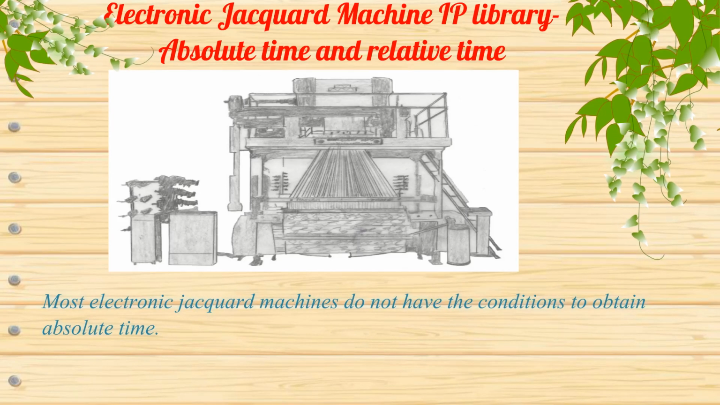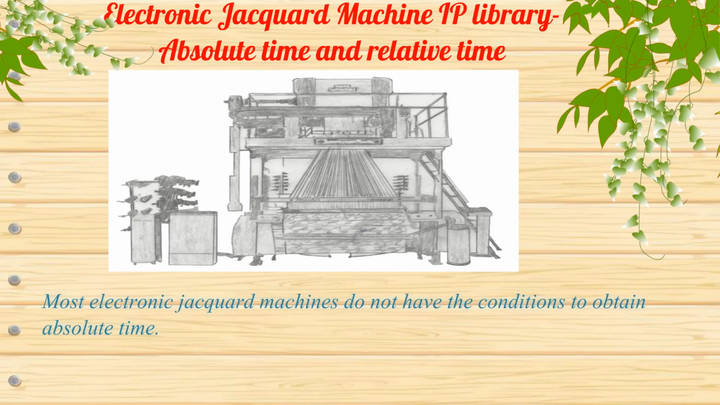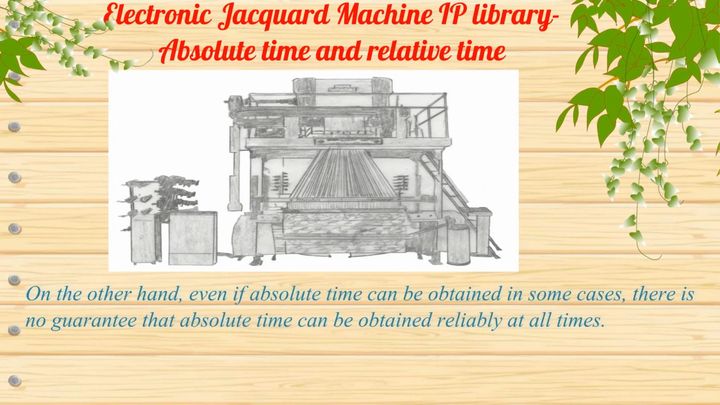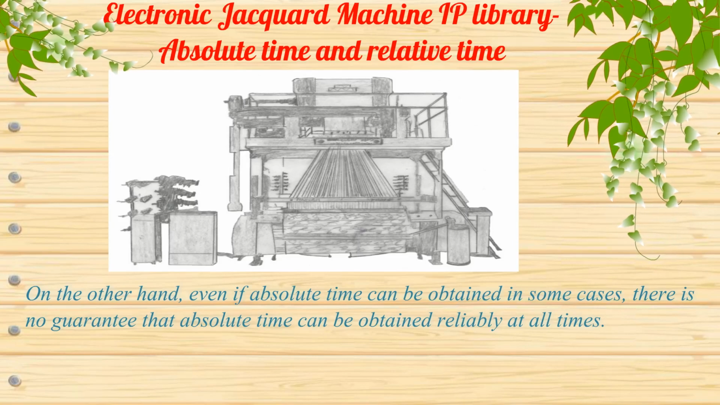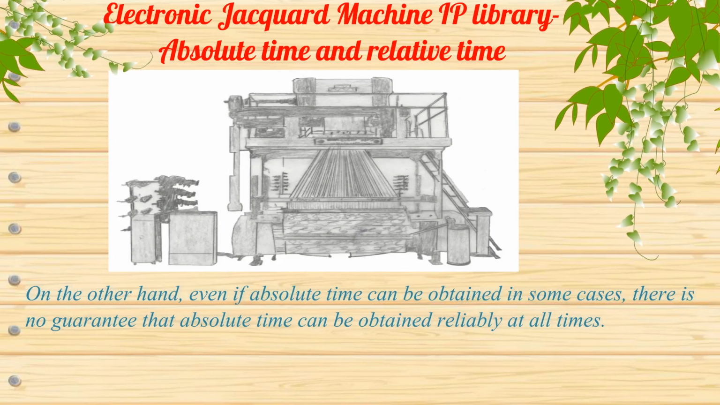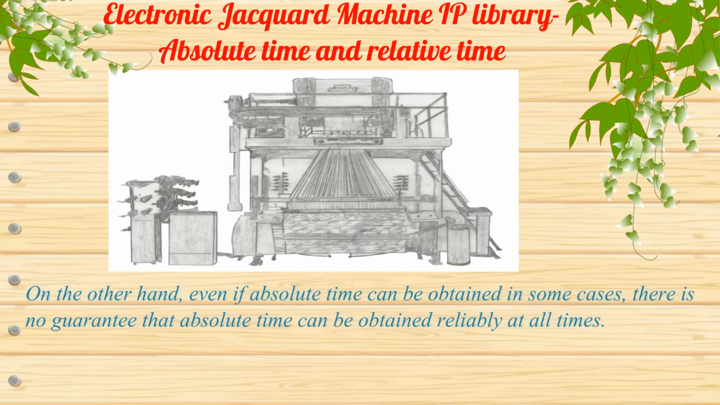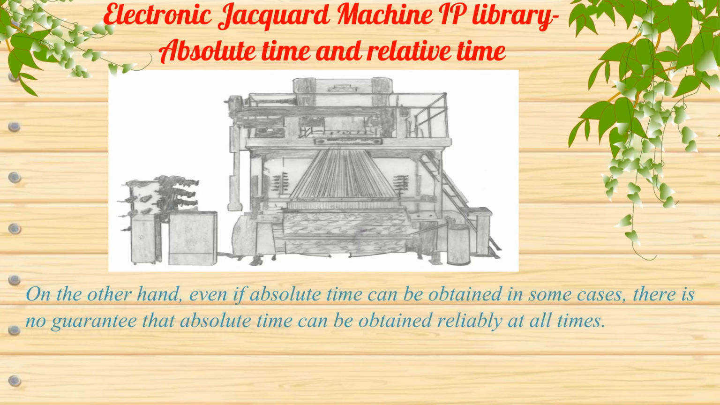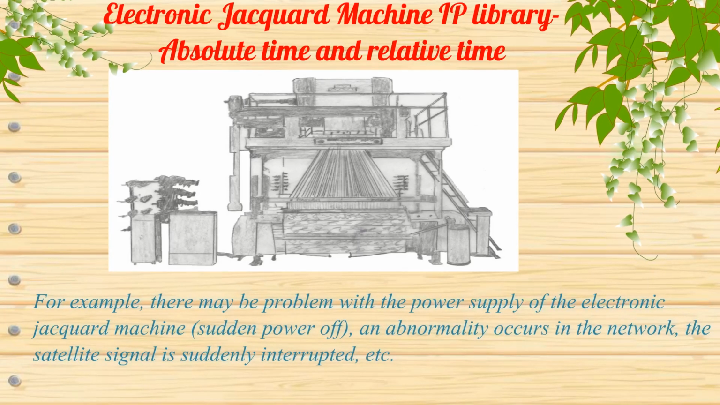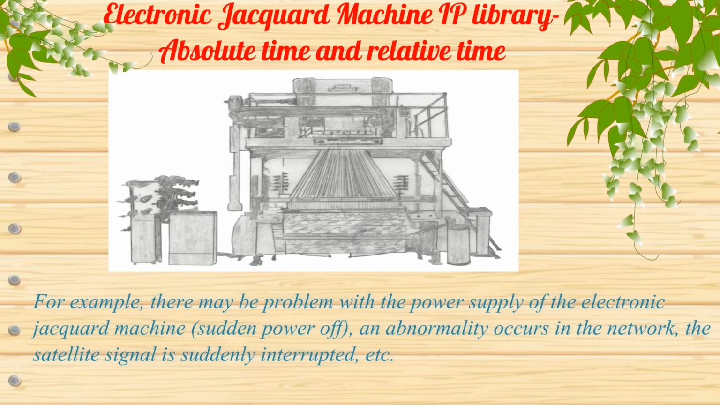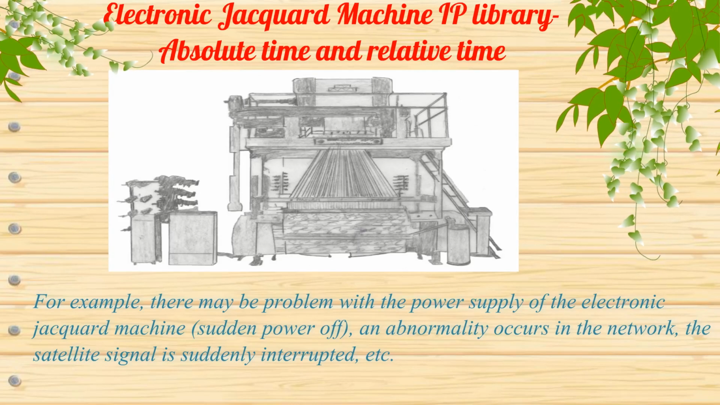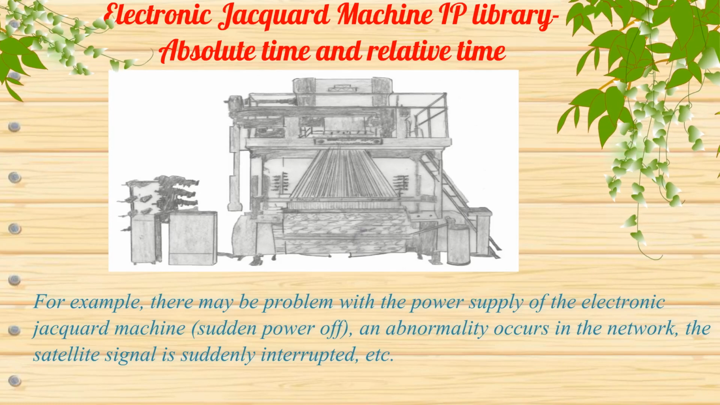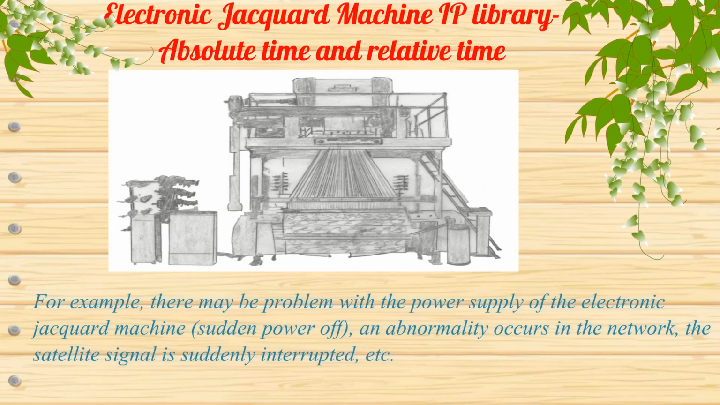Most electronic Jacquard machines do not have the conditions to obtain absolute time. On the other hand, even if absolute time can be obtained in some cases, there is no guarantee that absolute time can be obtained reliably at all times. For example, there may be a problem with the power supply of the electronic Jacquard machine, a sudden power off, an abnormality in the network, or the satellite signal is suddenly interrupted, etc.